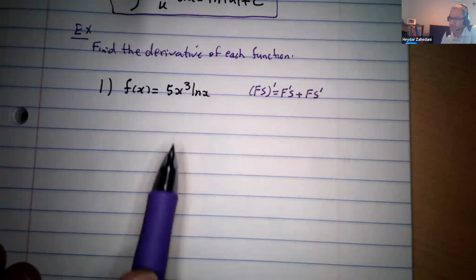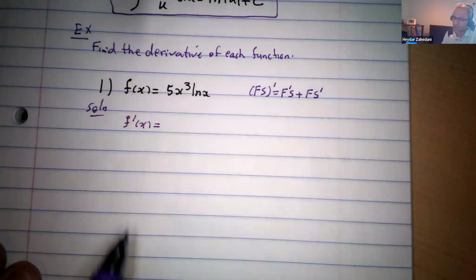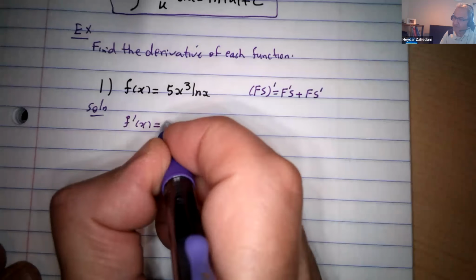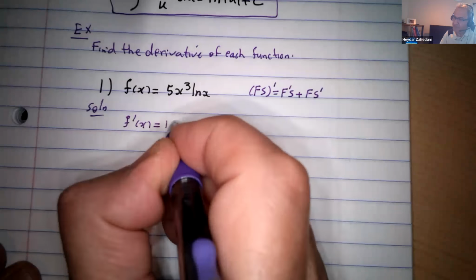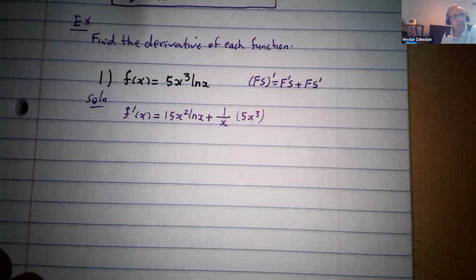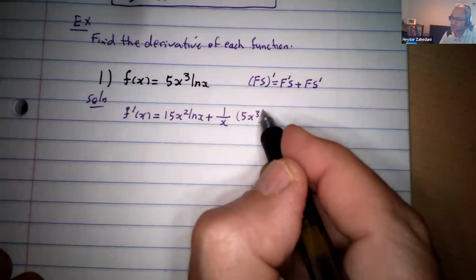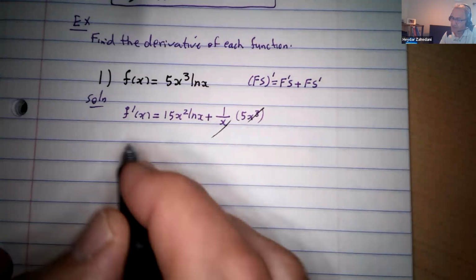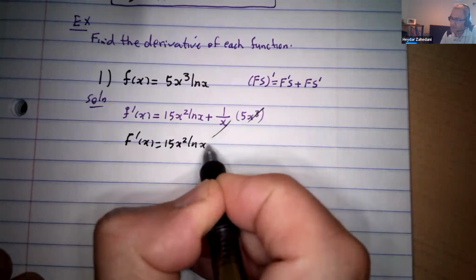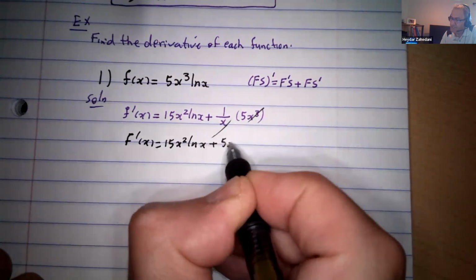simplify it. Okay, so the solution is going to be f prime of x is equal to, of the first one, 3 times 5, 15, 15x squared, ln x, plus derivative of the second times first, derivative of ln x, 1 over x, times first, times it by 5x cubed. You're not done. You have to simplify it. So simplify these two. So f prime of x is equal to 15x squared ln x plus 5x squared. And you're done.